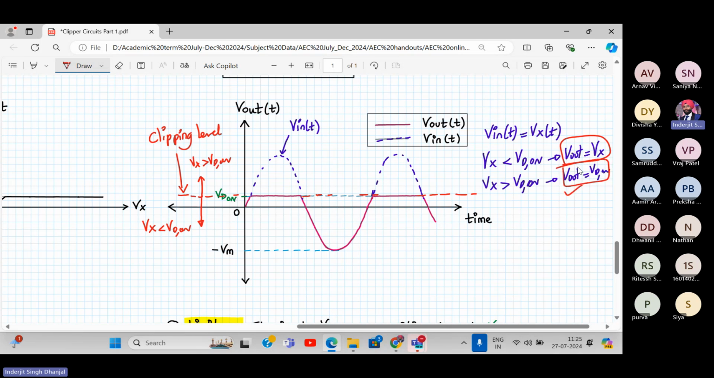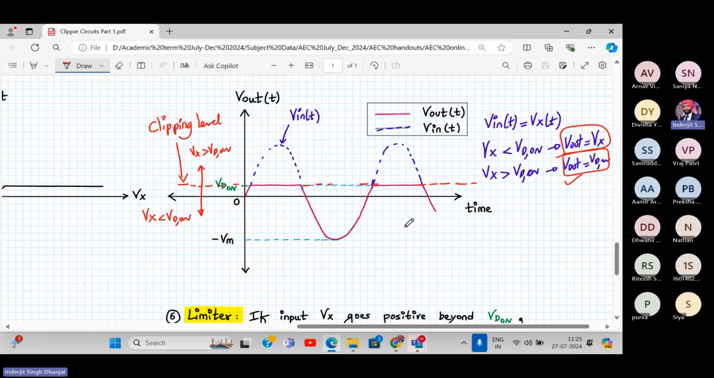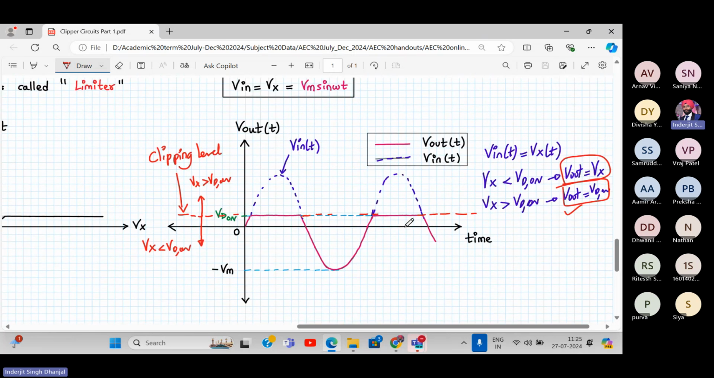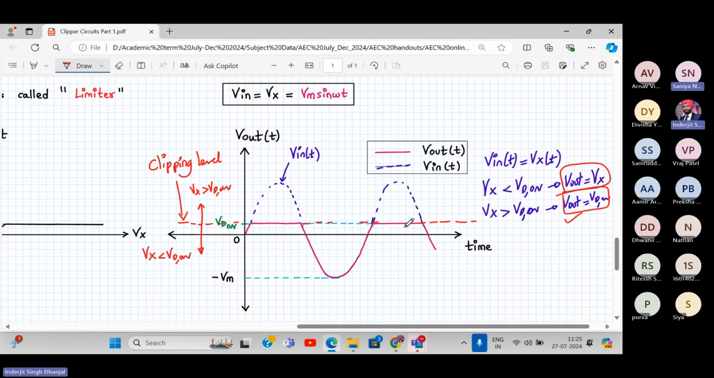So did you all understand clipper number one? Does anyone have any doubt? Quickly reply so that I can move on. Understood? This clipper? Everyone? Yes, sir. Okay.